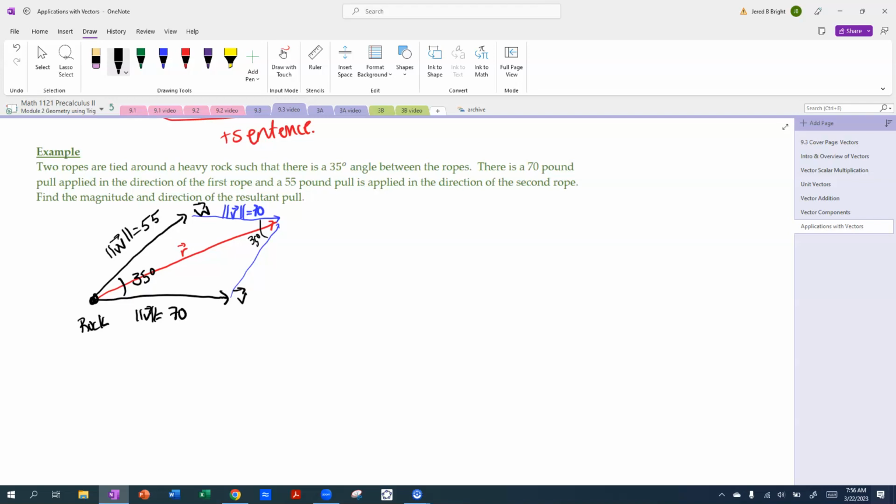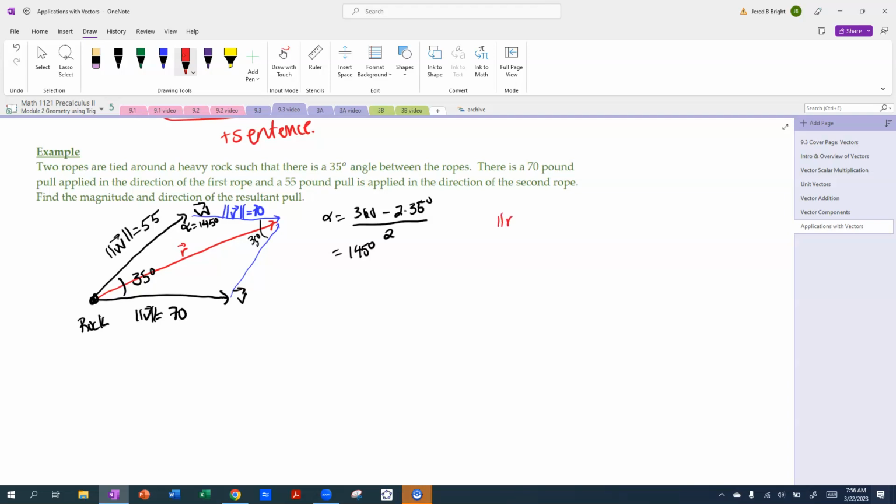So to find this angle here, alpha, we take 360, subtract off this 70 that I found, which is 2 times 35 degrees, and divide that result by 2. If I do that on my calculator, I get 145 degrees. So that's my angle alpha. Then again, to find the magnitude of the resultant, I have two sides and the included angle, so that's law of cosines again.